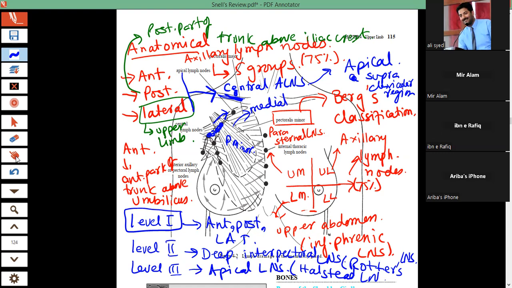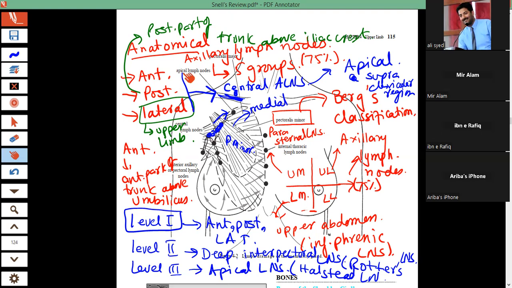Again, I am explaining to you. See here, Berg's classification is made so that you can easily understand these axillary lymph nodes. Anatomically, axillary lymph nodes have 5 groups. Anterior, posterior, lateral. Anterior draining from the anterior part of the trunk above the umbilicus. Posterior from the posterior part of the trunk above the iliac crest. Lateral, draining from the upper limb.